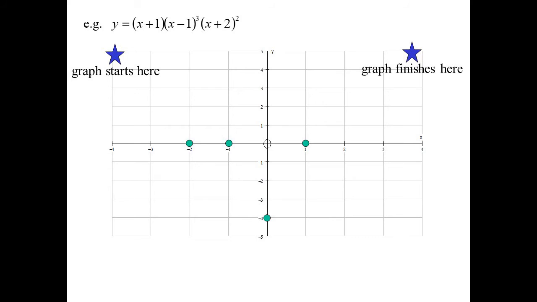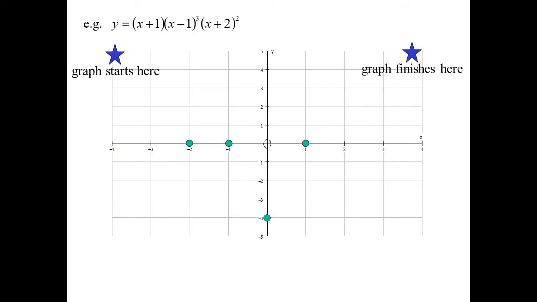And once again, I don't have to expand the whole thing out. I can go x times x cubed times x squared. What's that? x to the power of 6. So if we were going to draw x to the power of 6, we know we would get that classic U shape. So I know that this polynomial will start up there and will finish over here. Just like if I'd drawn x to the power of 6.